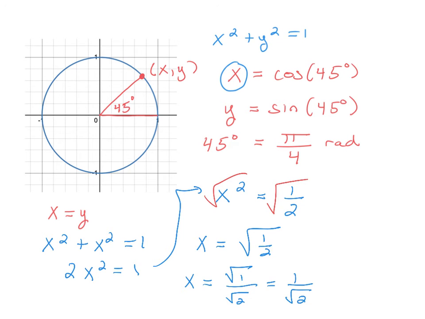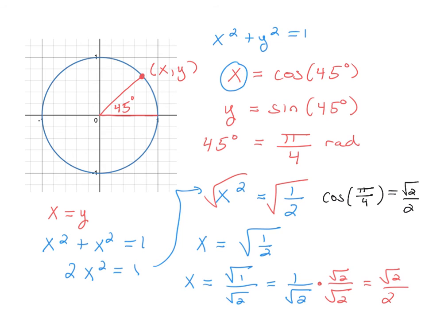And if you rationalize the denominator by multiplying the top and bottom by the square root of 2, what you get is root 2 divided by the square root of 2 times the square root of 2, which is the same thing as 2. It gives you root 2 over 2. What does all this mean? It means that cosine of 45 degrees, or really cosine of pi over 4 radians, is the same thing as the square root of 2 over 2.